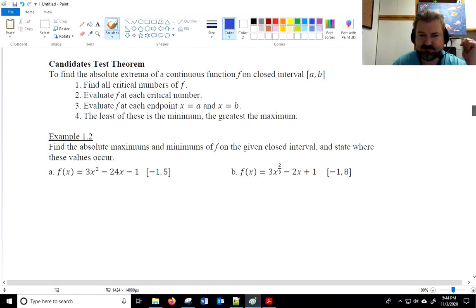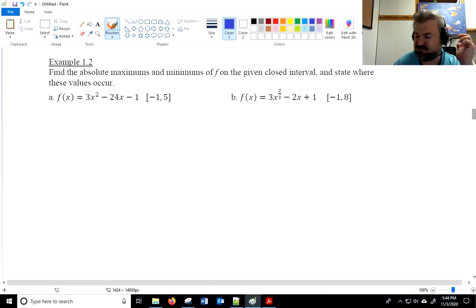All right. So let's start with this. Find the absolute maximums and minimums of f on the given closed interval. All right, we'll start with this one. Well, can I use the candidates test? Is this continuous on this interval? It has to be continuous. All right, well, yeah. F is continuous on -1 to 5. Okay, cool.